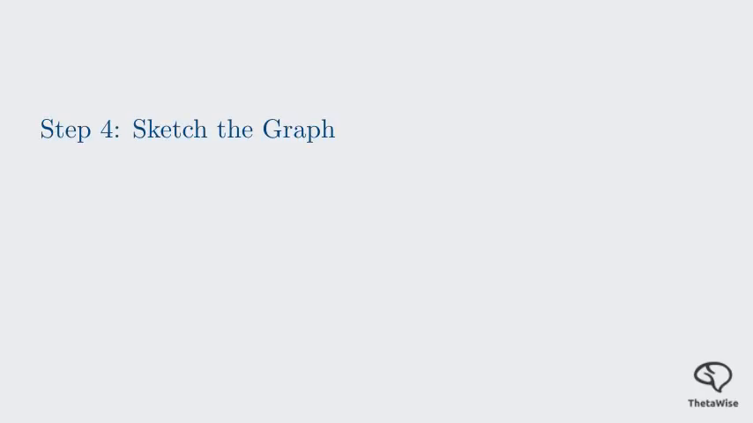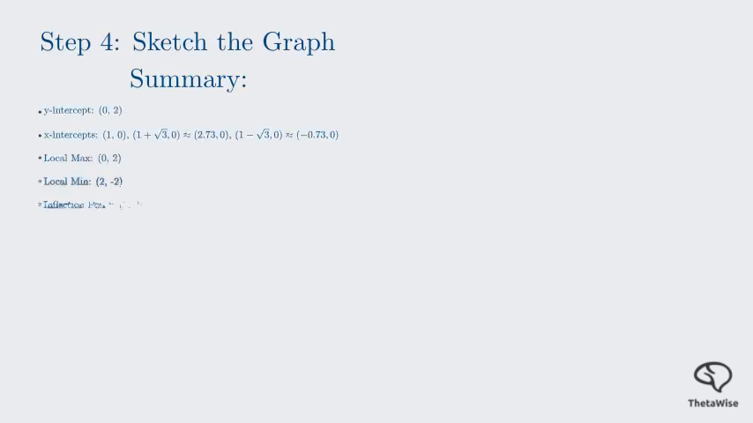Let's summarize our key findings for f of x equals x cubed minus 3x squared plus 2. We have a y-intercept at (0, 2), x-intercepts at (1, 0), and approximately 2.730 and minus 0.730. We have a local maximum at (0, 2), a local minimum at (2, -2), and an inflection point at (1, 0). The function increases, then decreases, then increases again. It's concave down, then concave up.